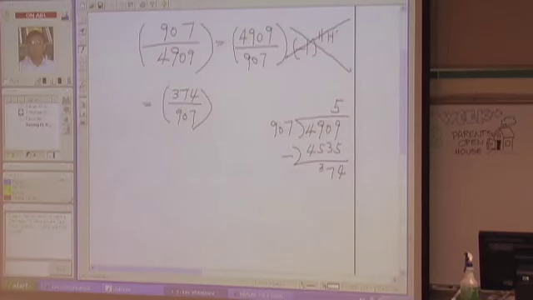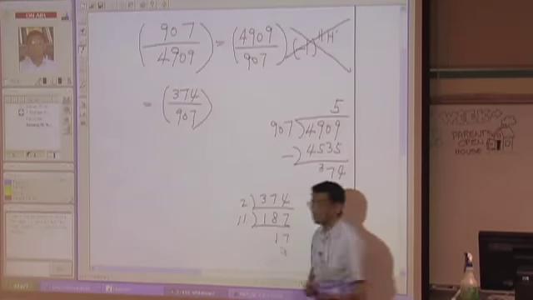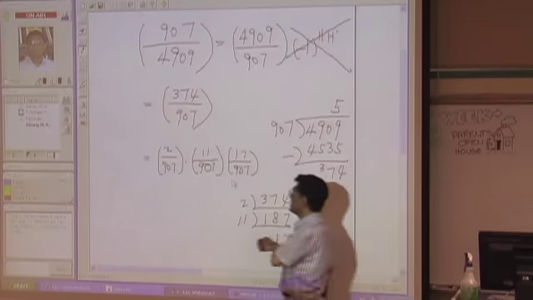Then take a look. We break up 374. 374 divided by 2 gives us 187. 187 divided by 11 gives us 17. So we can break this up into 3 numbers: 2, 11, and finally 17. So please check it and ask questions.